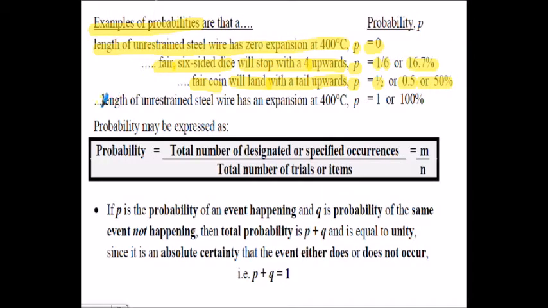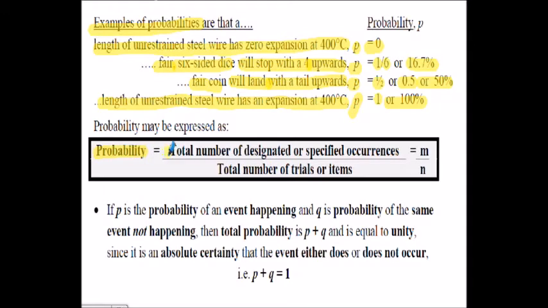Finally here, the probability that a length of an unrestrained steel wire has an expansion at 400 degrees C, probability there is definitely 1. If we heat an unrestrained steel wire up to 400 degrees C, it will definitely expand to some degree. So 100%.